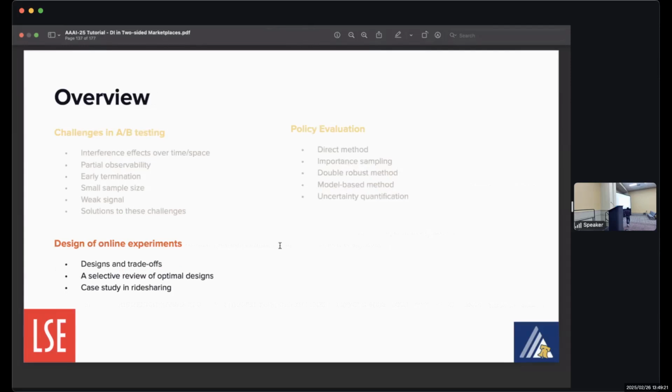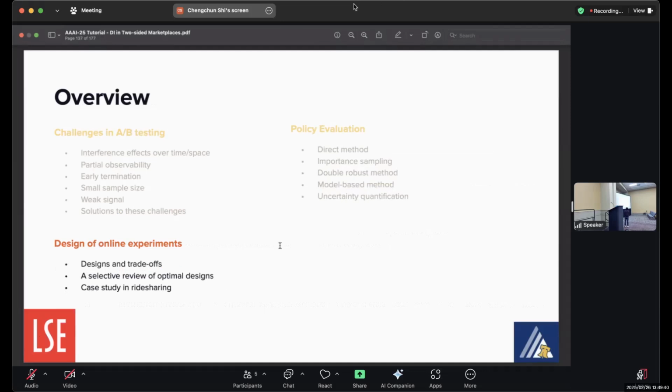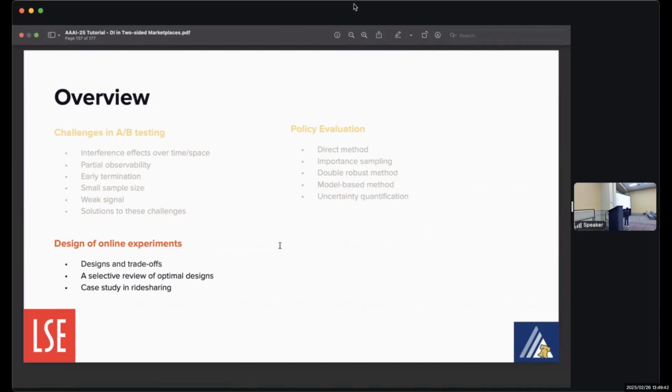So this concludes the second part of the talk, which is about policy evaluation. So finally, let me move on to discuss the last part, which is about the design of experiments. We will start by discussing some classical designs and their trade-offs. And then we will provide a selective review of some recently developed optimal designs. And finally, we will conclude by discussing a case study in ride sharing.